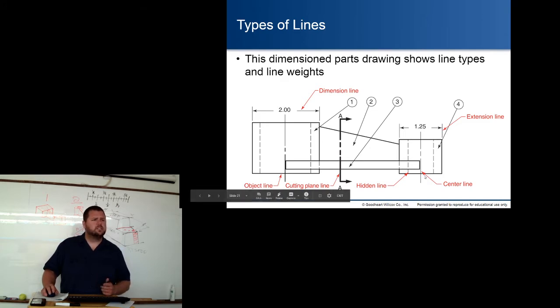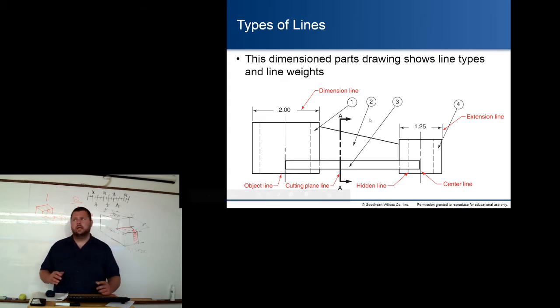All right, we talked about center lines, we talked about hidden lines. You can see the difference between the hidden line and the center line. Uninterrupted, just a dashed line consistently all the way across. The center line extends beyond and has just a dash in the middle. So we talked about extension, dimension, hidden lines.